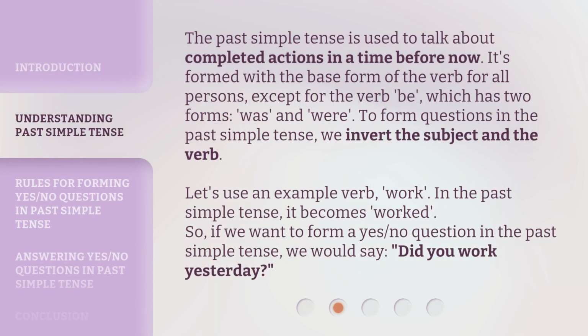The past simple tense is used to talk about completed actions in a time before now. It's formed with the base form of the verb for all persons, except for the verb be, which has two forms, was and were. To form questions in the past simple tense, we invert the subject and the verb.